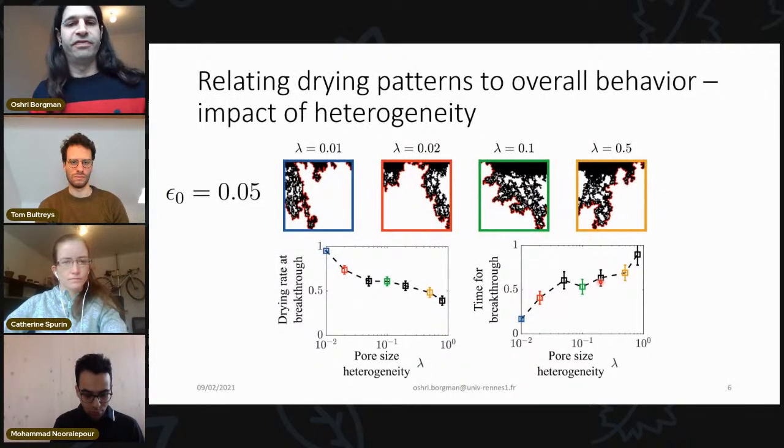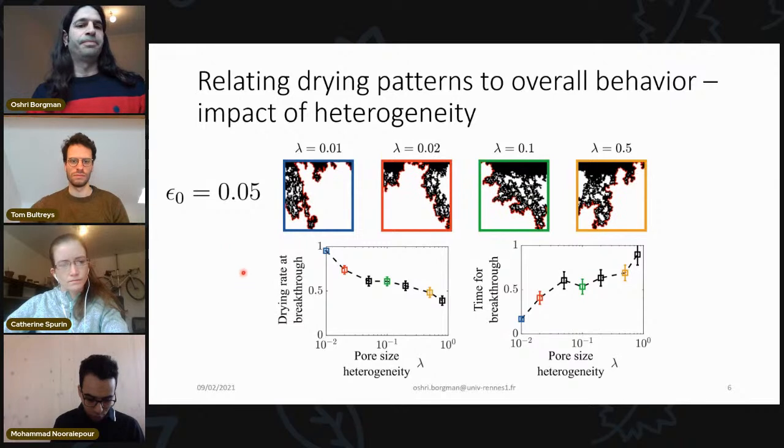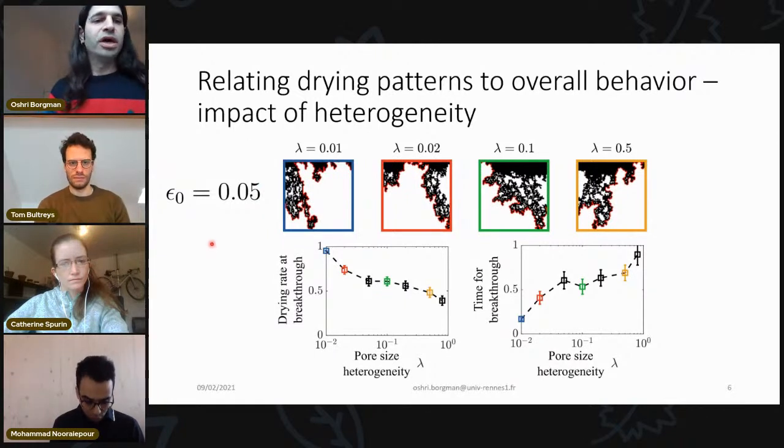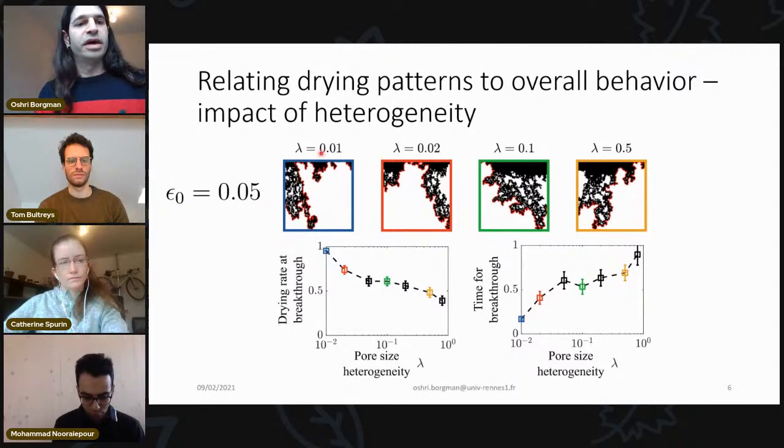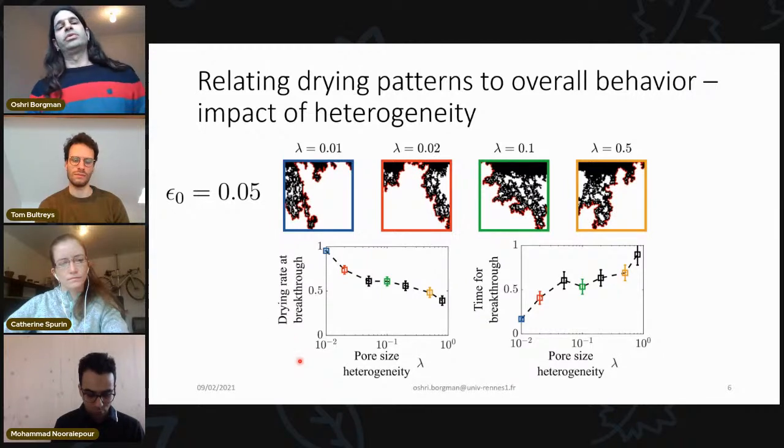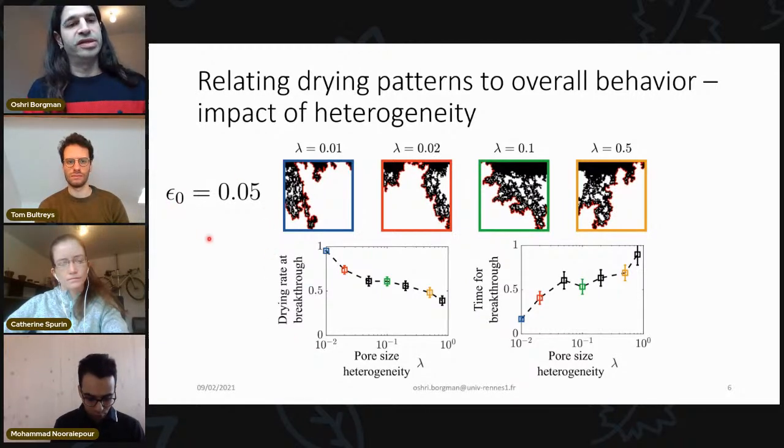And going beyond this qualitative view, we wanted to have more quantitative results. So for that, we perform multiple simulations where we fix the parameters that define the porous medium. So for instance, here we fix the initial confinement, and we use different values for the heterogeneity. And from aggregate results of 20 simulations of each set of these parameters, we can plot the drying rate at breakthrough versus the pore-size heterogeneity, and also the same for the time for breakthrough.